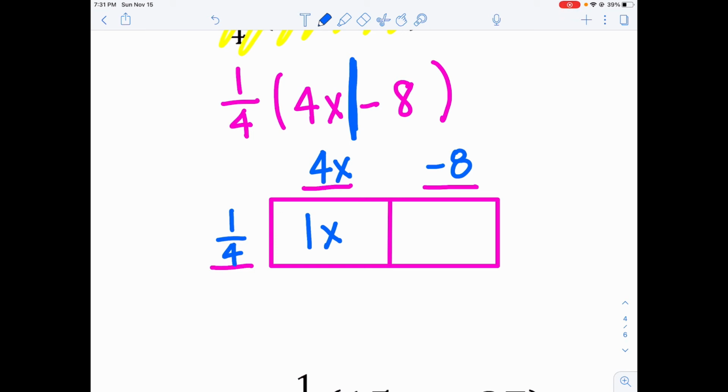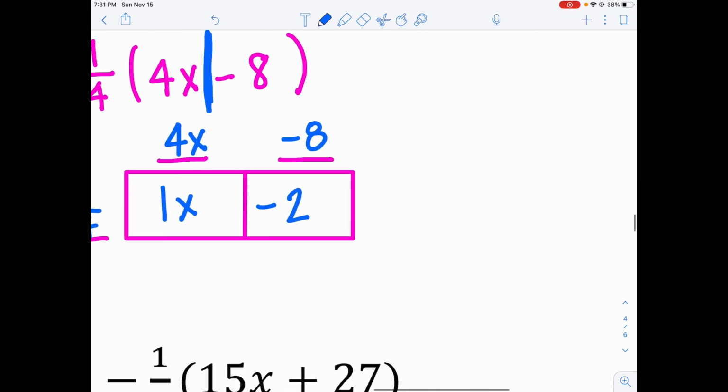And now you need to do 1/4 times the -8. So again, you can punch it in your calculator, do 1/4 as the fraction times -8 on your calculator. A negative times a positive is a negative, and 1/4 times 8 should give you a -2. So writing my expression off to the side, I have 1x minus 2.